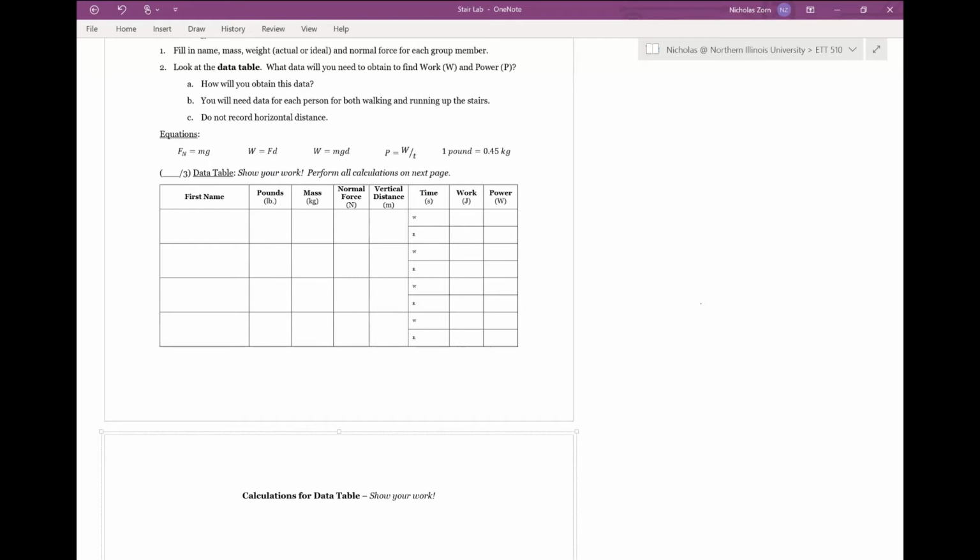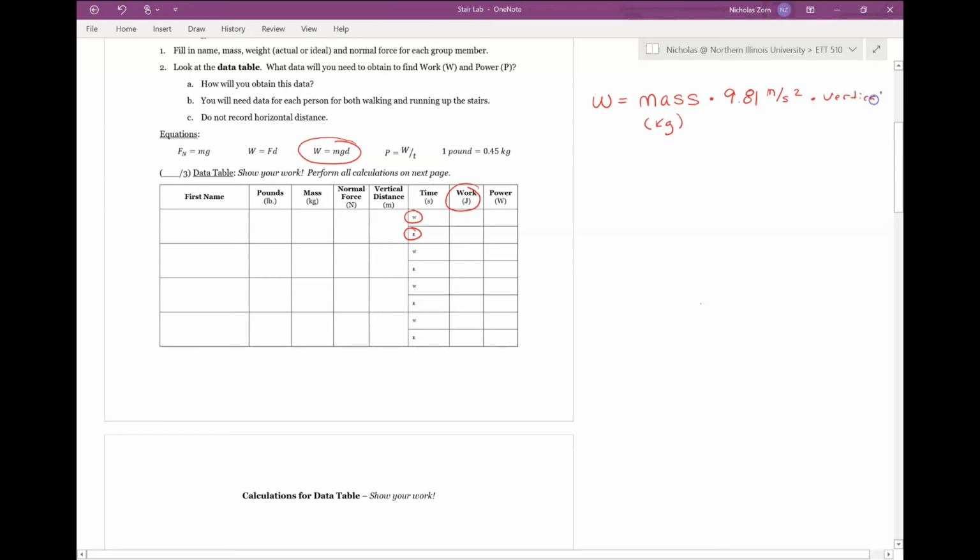Next, we need to calculate our work using the data we collected when we both ran and walked. We're going to use this formula right here. To calculate work, we take our mass in kilograms and multiply it by g. G is the acceleration due to gravity, which is 9.81 meters per second squared. Then we multiply that by the vertical distance, measured in meters. That's going to give us our work.